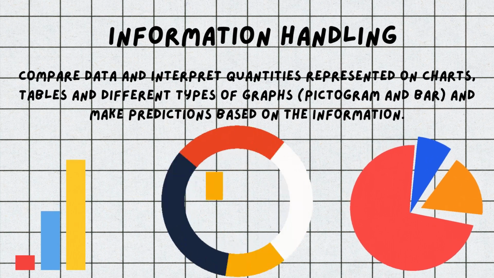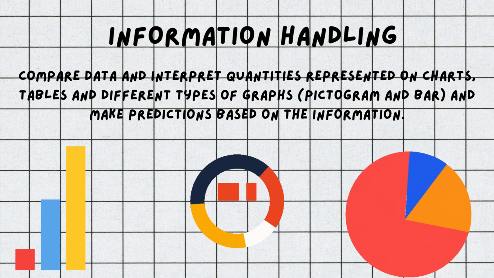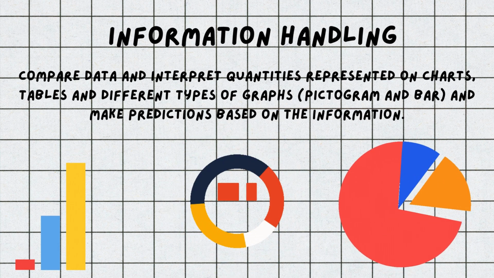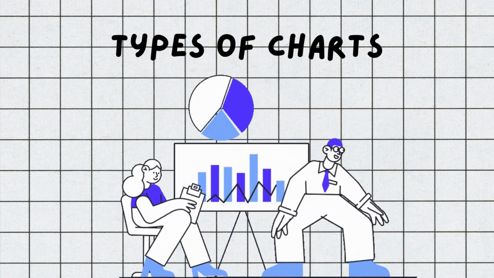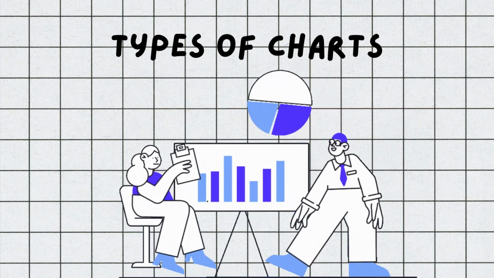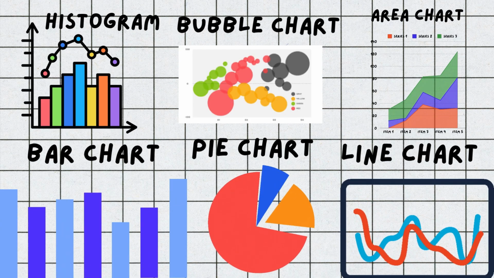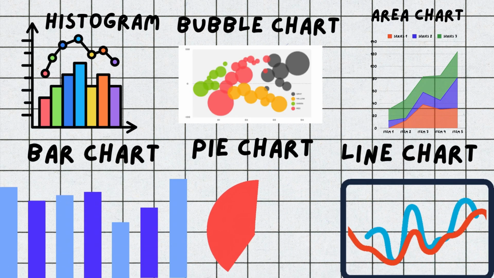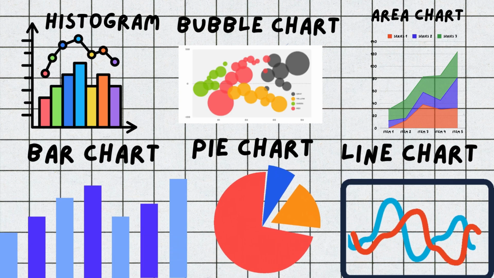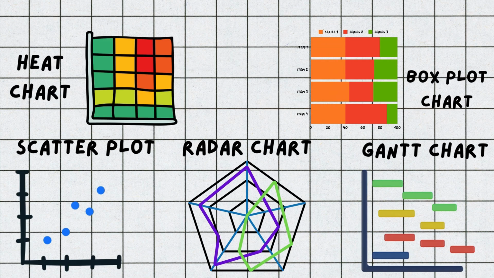Information handling. Compare data and interpret quantities represented on charts, tables, and different types of graphs, and make predictions based on the information. Types of charts. Some types of charts are histogram, bubble chart, area chart, bar chart, pie chart, and line chart. Some other types of charts are heat chart, box plot chart, scatter plot, radar chart, and Gantt chart.